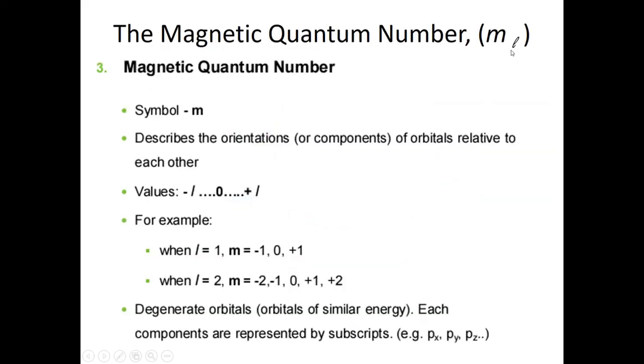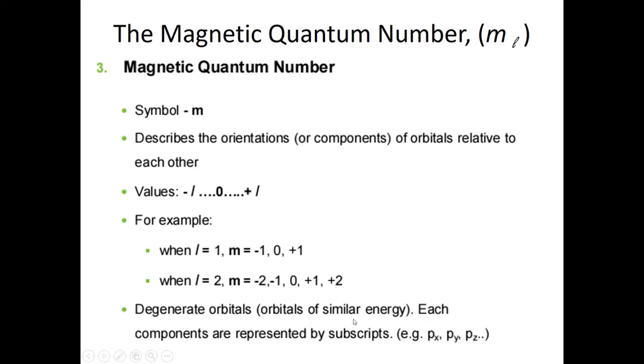And then the magnetic quantum number and the symbol is M describes the orientation of orbital relative to each other. For example, the value is from negative L to positive L. For example, if L equal to 1, should be M ni mesti nilai dia negatif 1, 0, positif 1. And if L equal to 2, should be the value is from negative 2, negative 1, 0, plus 1 and plus 2. If L equal to 3, should be the value for M is negative 3, negative 2, negative 1, 0, plus 1, plus 2 and plus 3.